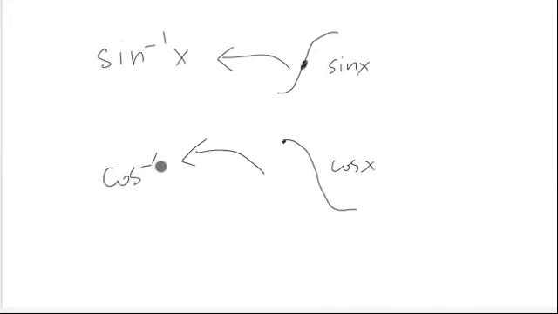So cosine inverse is the inverse of cosine restricted here. This is the inverse of this restricted here. Notice how these restrictions here are horizontal reflections of each other. Hence, it makes perfect sense that when we swap input and outputs, we're going to have vertical reflections of each other, hence negative derivatives of each other.